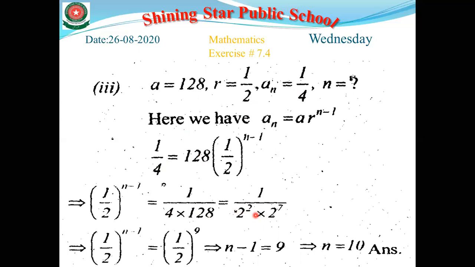Okay. Now, if we have 2 power 9, we can write 1 over 2 power 9, because if we take the power of 1, 1 power 9 is 1 and 2 power 9 gives you 1024. So, now the bases are the same. So, n minus 1 equals 9. When you take minus 1 to the right hand side, it gives you n equal to 10.